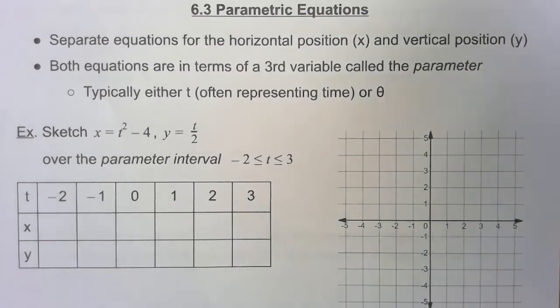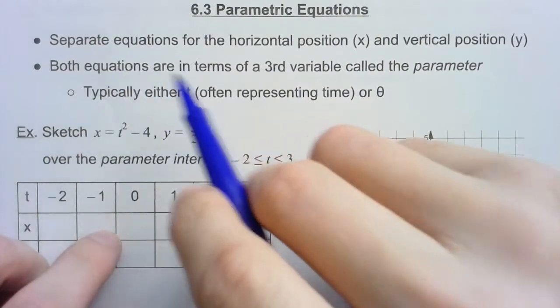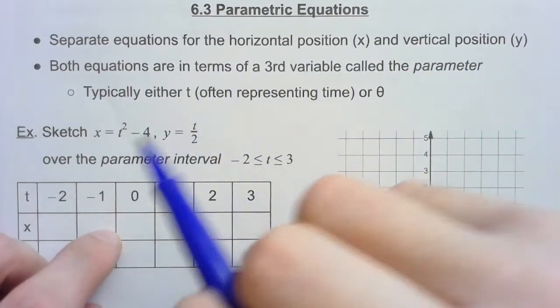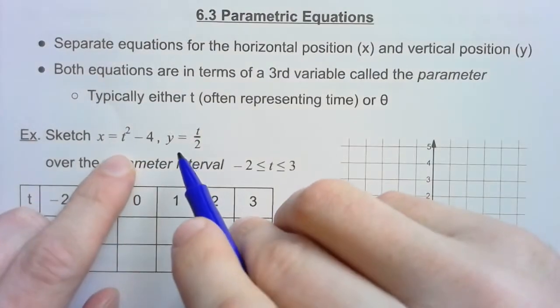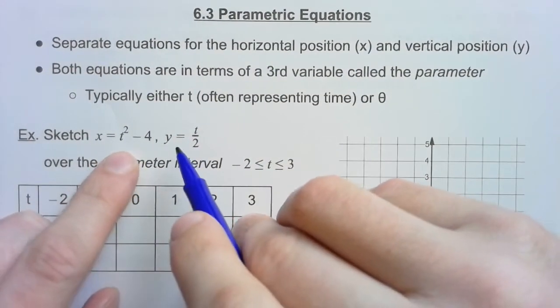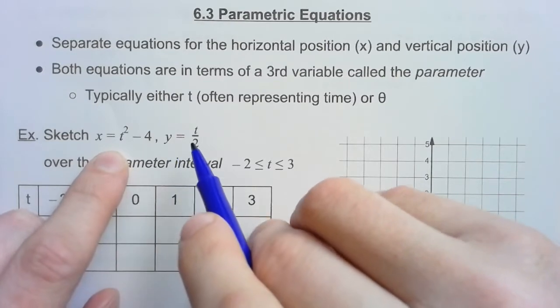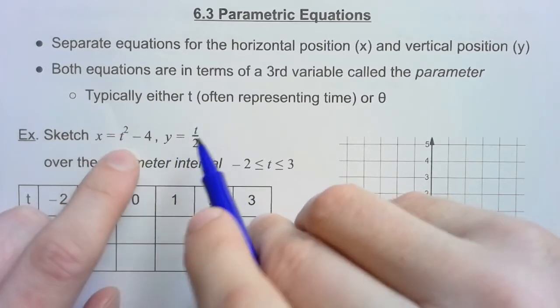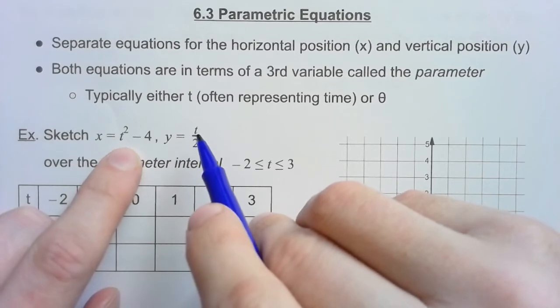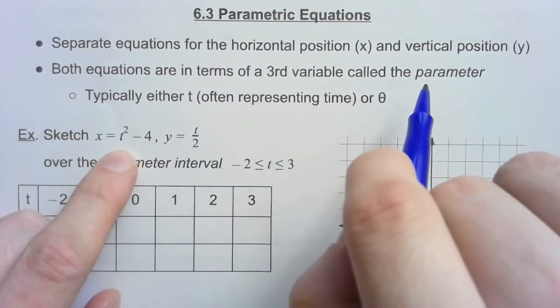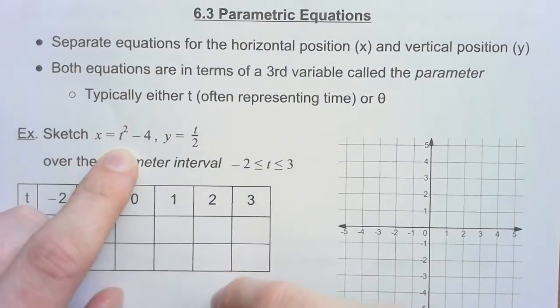In this section, we're going to be looking at something called parametric equations, which is where we have a separate equation for the horizontal position x and the vertical position y. You can see an example of this in this first problem right here. We've got one equation for x, one equation for y, and a third variable that both of those are in terms of. That third variable, in this case t, is called the parameter. That's where we get parametric equations.